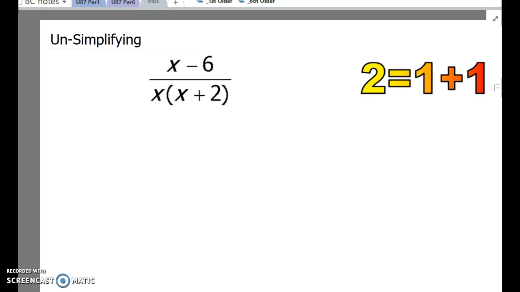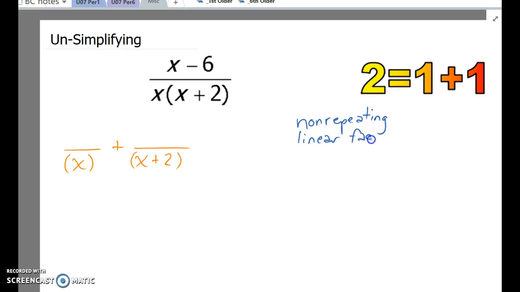So here, for us to have ended up with this as an answer to a simplification question, really to an addition question specifically, we must have had a denominator of x, and we must have had a denominator of x plus 2. In Calc BC, we are fortunate that we only have to do the simplest type of partial fractions, which is called non-repeating linear factors, which really just means that there aren't any exponents to deal with down there.